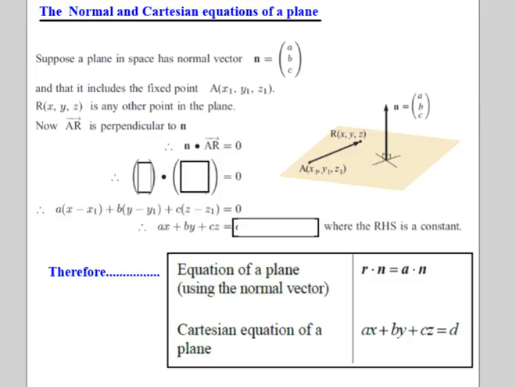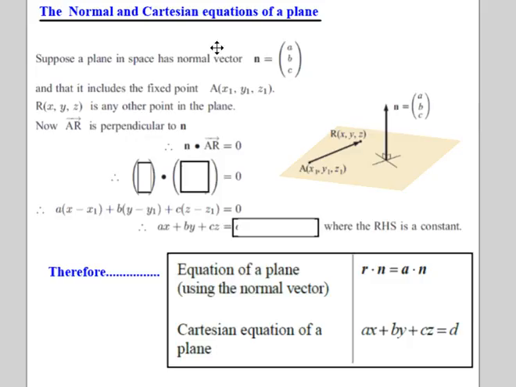Welcome to our next video, where we're looking at the normal and Cartesian equations of a plane. This is a different way of thinking of a plane. It's not about two directions parallel to a plane. It's about one direction which is perpendicular to the plane. You may remember I asked you to place a pen on your desk perpendicular to the desk, and notice that that direction is perpendicular to any line that you happen to draw on your desk. That's the idea behind this representation.